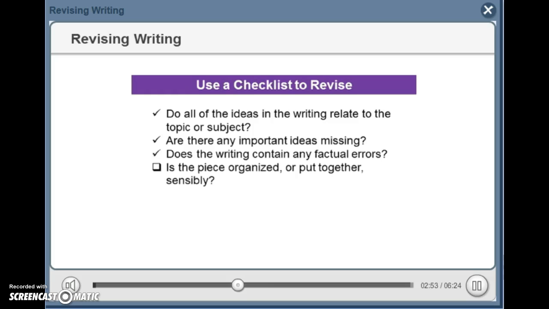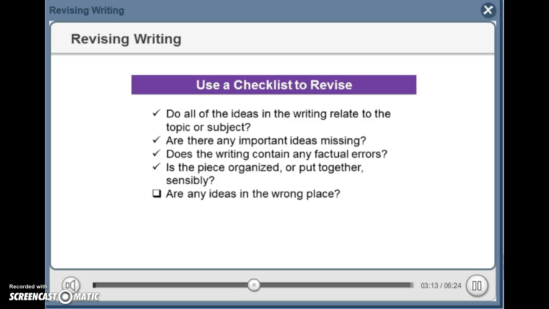Is the piece organized or put together sensibly? Not all writing is organized the same way, but you should make sure that your draft is in an order that makes sense for your purposes. Sometimes this means that you tell about things in the order they happened. Other times you might talk about the most important ideas first.